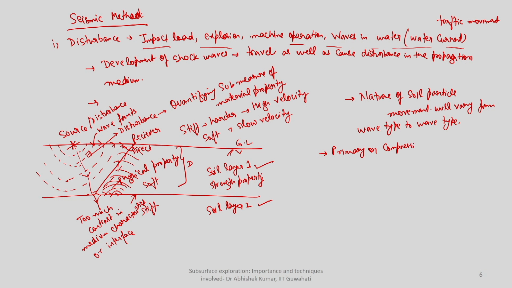which are causing compression and rarefaction to the material. You can call it P wave. Then secondary wave or S wave or shear. So the first one was causing compression and rarefaction. This is causing some kind of shear, so you can call it shear wave.